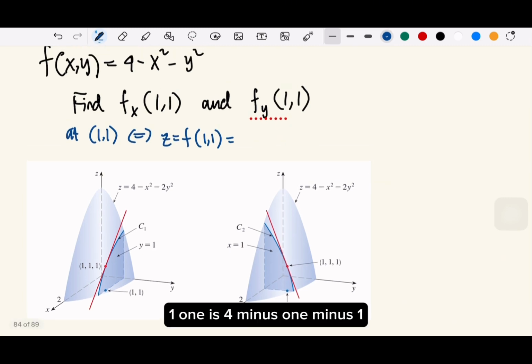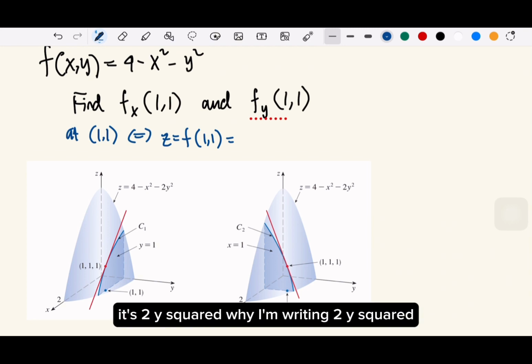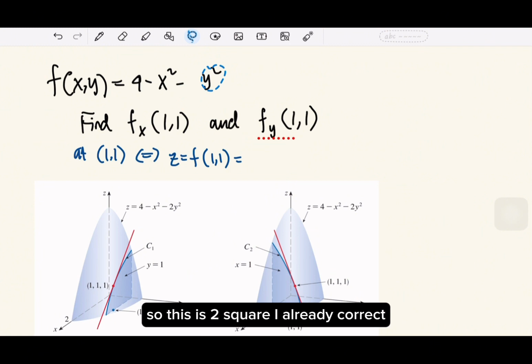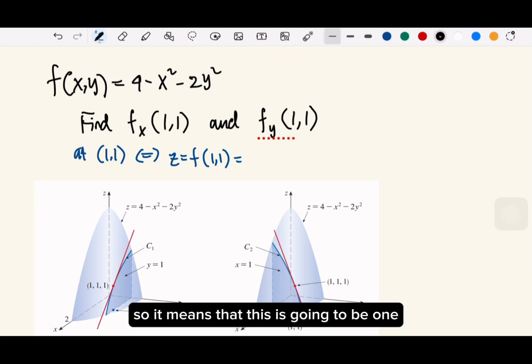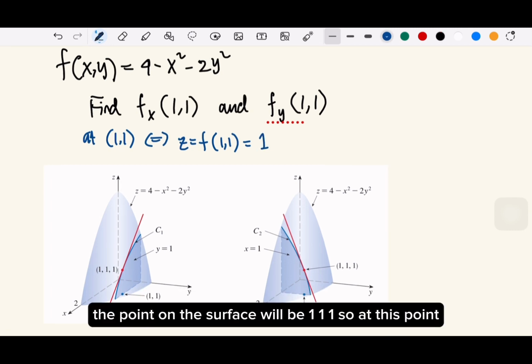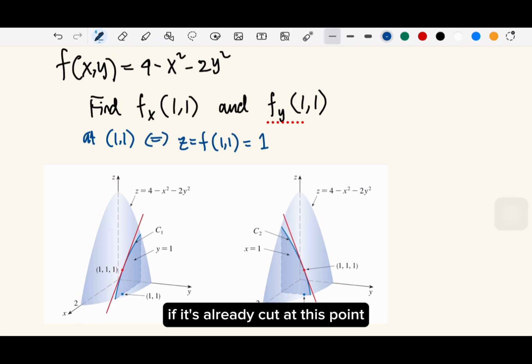f(1, 1) is 4 minus 1 minus 1, which is 2, right? Oh, it's 2y squared. Why am I writing y squared? So this is 2 squared. Oh, I already corrected. So it means that this is going to be 1. So the point on the surface will be (1, 1, 1). Okay. So at this point, and you see it's already cut.